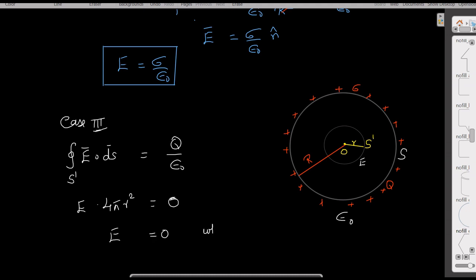The situation is when small r is less than capital R, or when the spherical shell of charge is of radius capital R, when capital R is greater than small r, electric field due to the spherical shell of charge inside it will be 0.